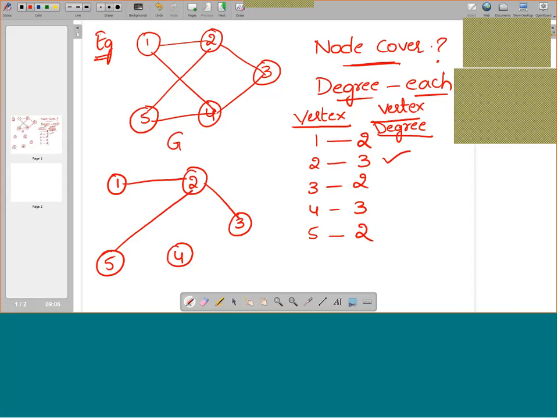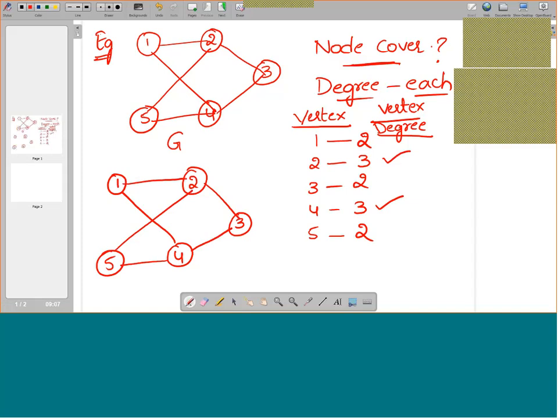Next highest degree is vertex 4. Now, if we consider 4, we can draw 4 to 1, next 4 to 3, next 4 to 5. So if we take 4, we can draw 3 edges. Why? Because the degree is 3. So what are the 3 edges? 4 to 1, 4 to 3, 4 to 5.